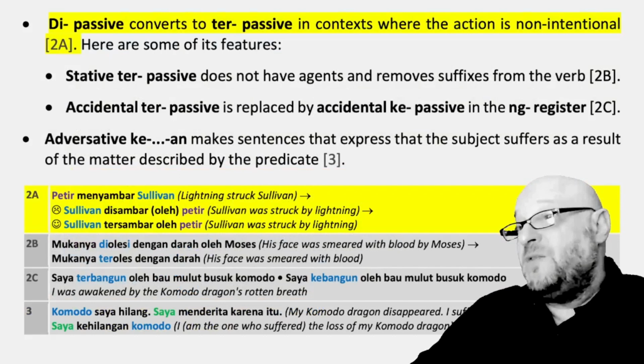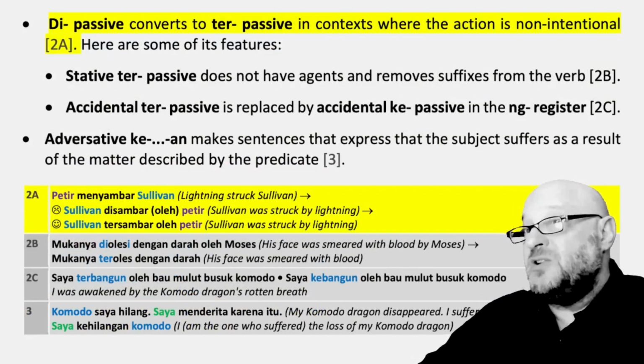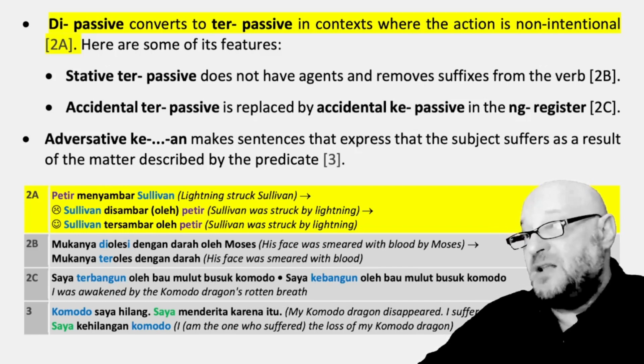Di- passive converts to ter- passive in contexts where the action is non-intentional. Example 2a, the active sentence petir menyambar Sullivan, lightning struck Sullivan, does not become passive with disambar, but with tersambar. Sullivan tersambar oleh petir. Sullivan was struck by lightning.